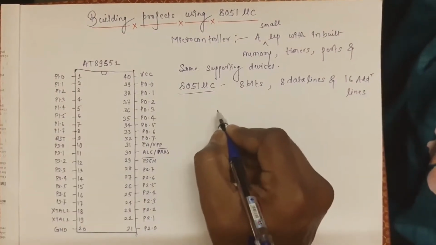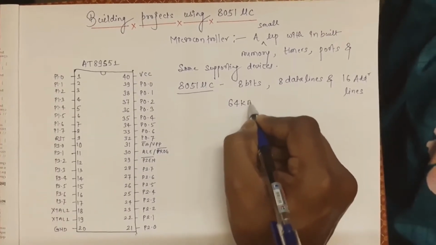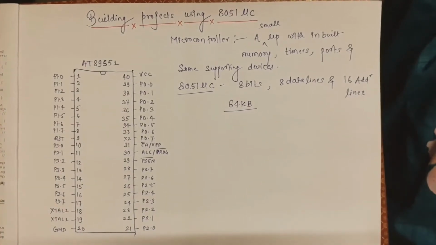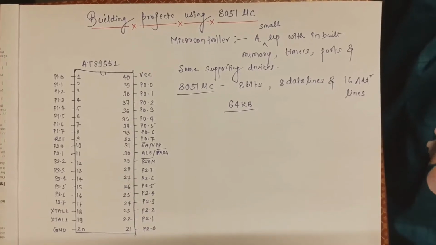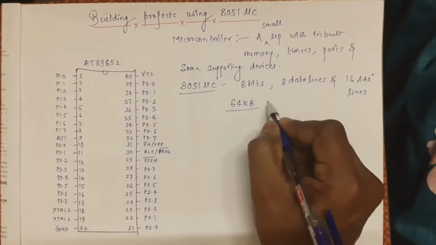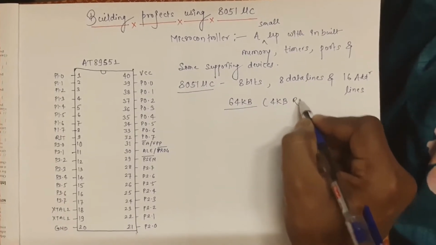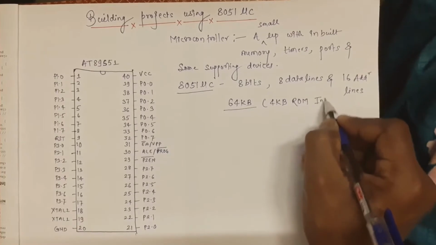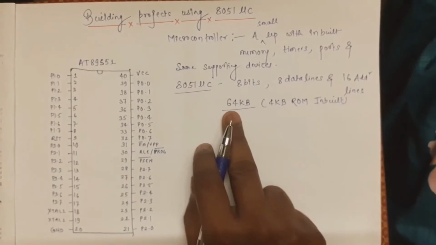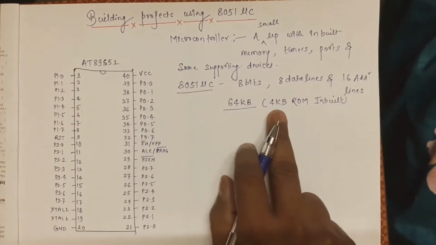The maximum memory capacity of 8051 microcontroller is 64 kilobyte. That is the maximum size of memory we can interface with 8051 microcontroller. Out of this 64 kilobyte memory, 8051 microcontroller has 4 kilobyte memory inbuilt. That is actually ROM.